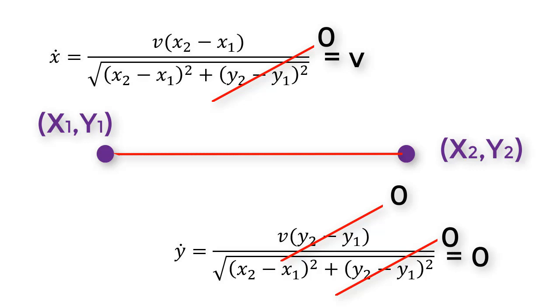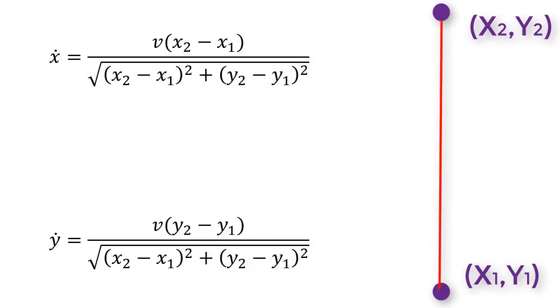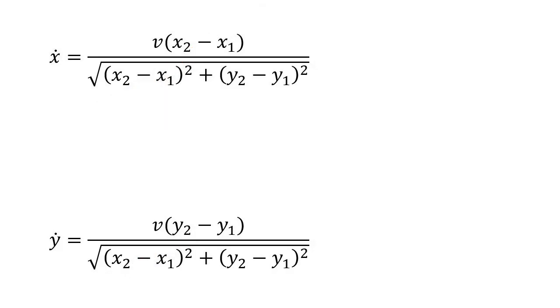Similarly, suppose we want to move the end effector in a straight line in the y direction. In that case, x2 minus x1 would be 0. And so the y dot equation simplifies down to just y dot equals v, which is also what we would expect with x dot being equal to 0. But you can use these two equations to get the end effector to travel in any line defined by the 2 points x1, y1 and x2, y2.